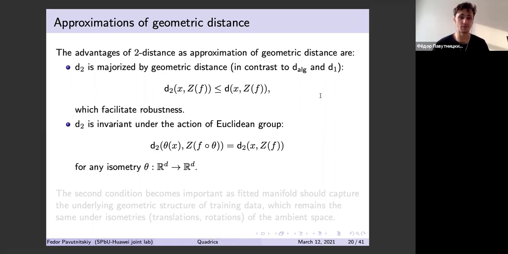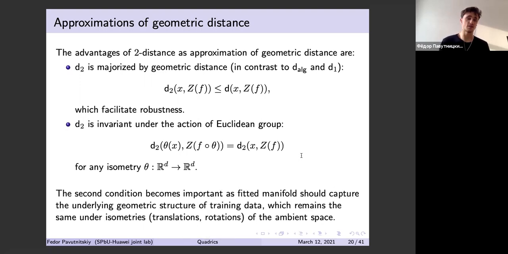Another very important observation is that distance of order 2 and also distance of order 1 have this property: they are invariant under the action of the Euclidean group. So for any isometry, the distance between the point and the manifold doesn't change under this isometry.